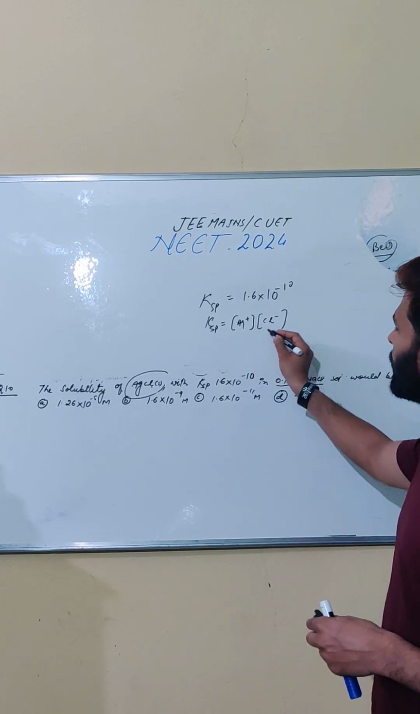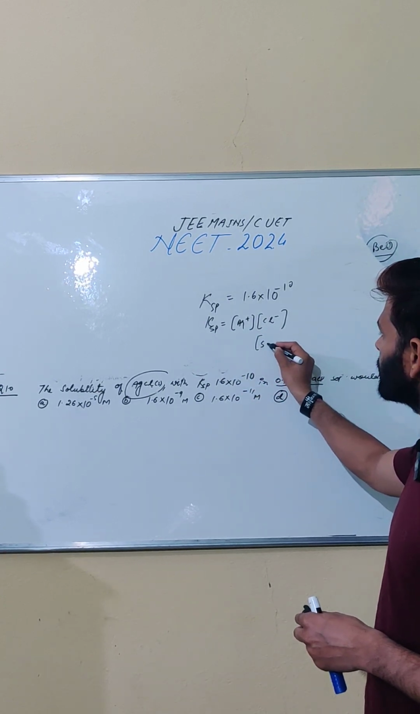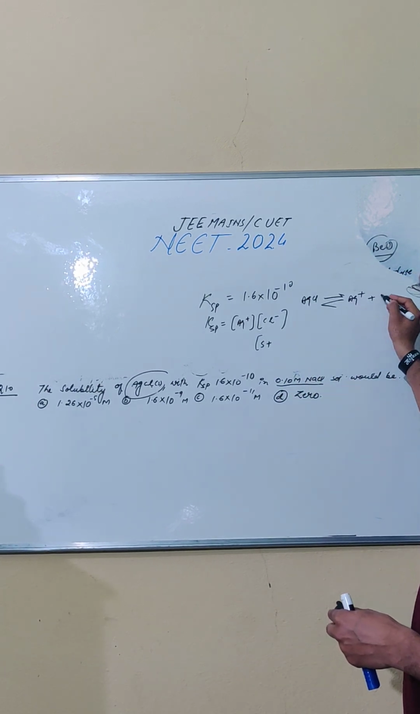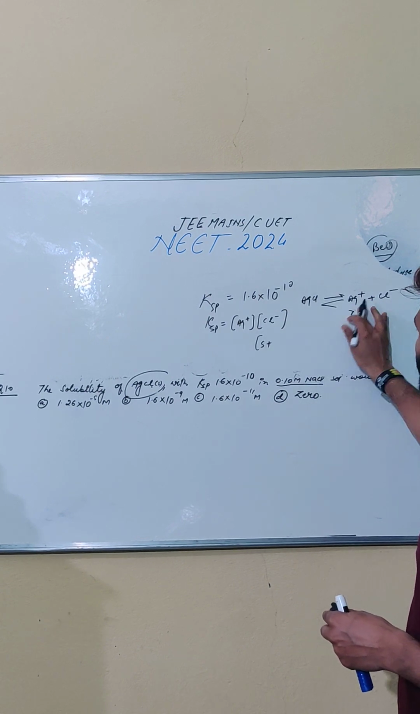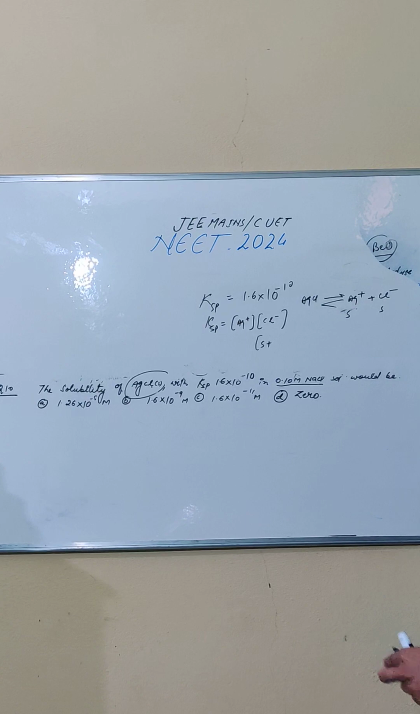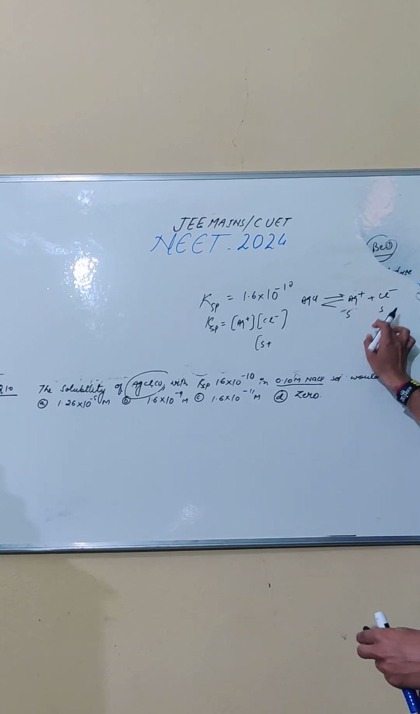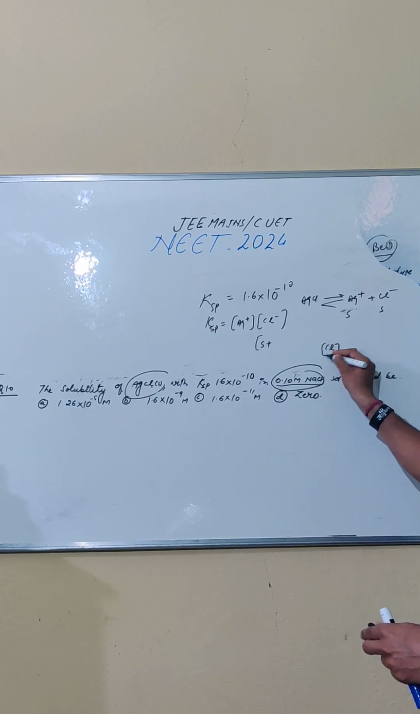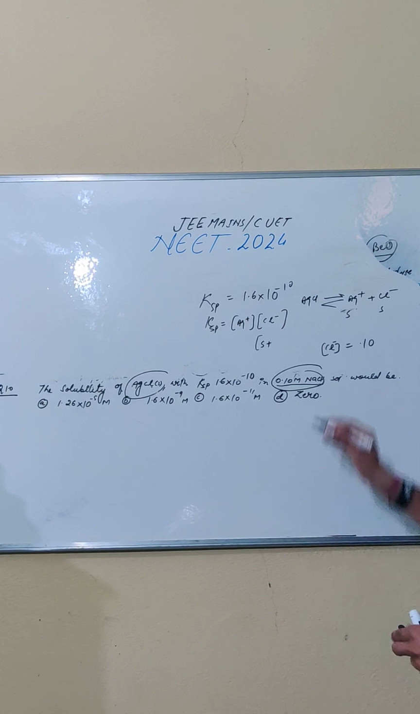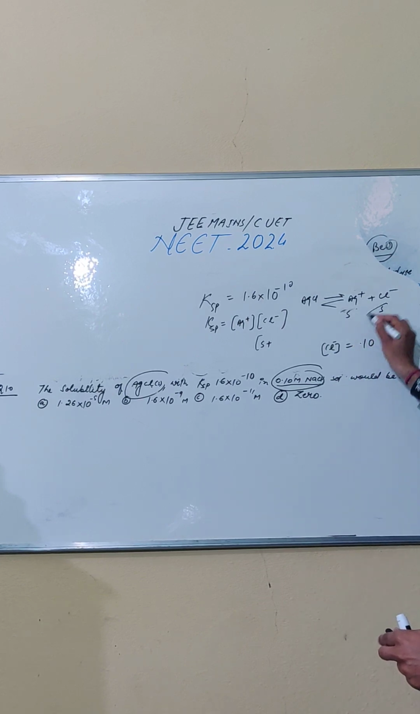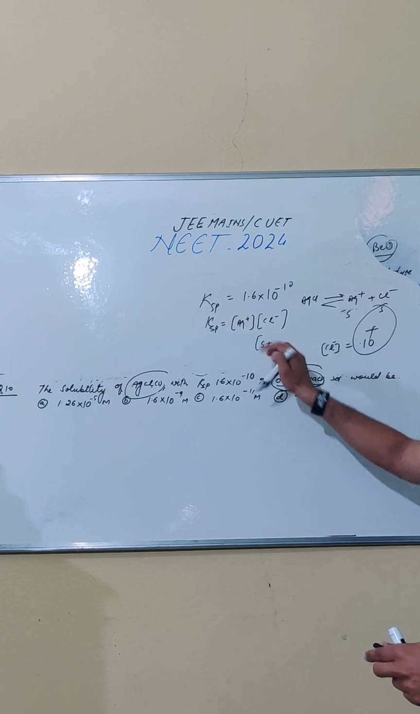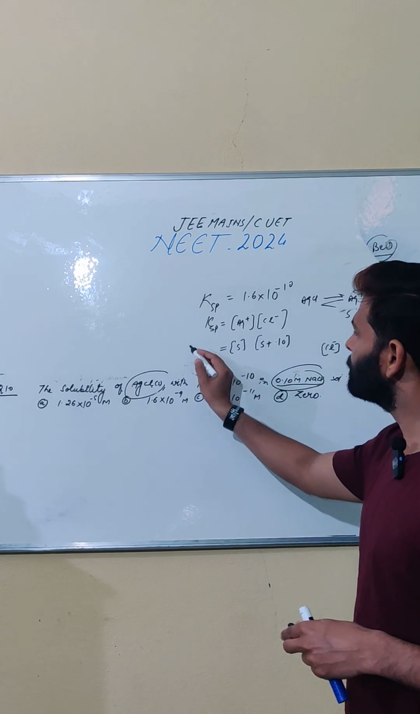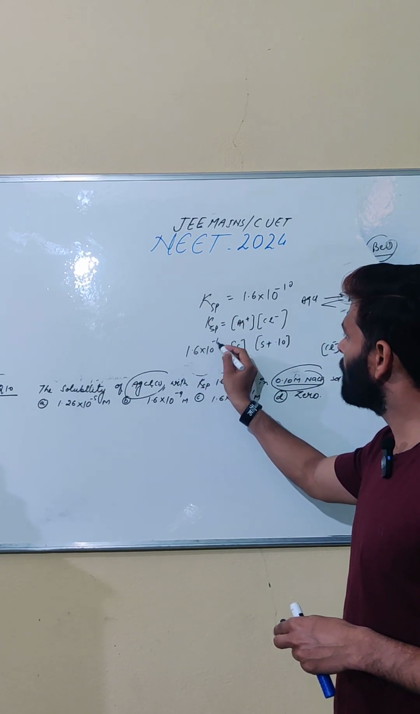This AgCl will break into these two ions, and in equilibrium the solubility product is the product of the concentrations of the ions. When AgCl dissociates it will give Ag plus and Cl minus. This can be taken as S, and this is also S. So from AgCl the chloride ion concentration is S, but from NaCl we also get chloride ion, and that is 0.10. So the total chloride ion concentration will be the sum of these. Here you will write S plus 0.10 and here S. Ksp is already given as 1.6 times 10 to the power minus 10.